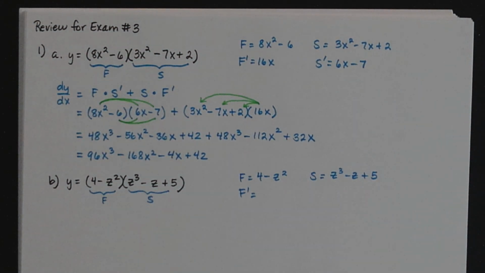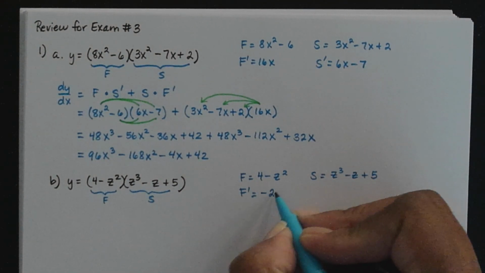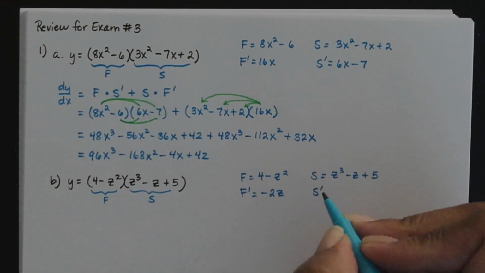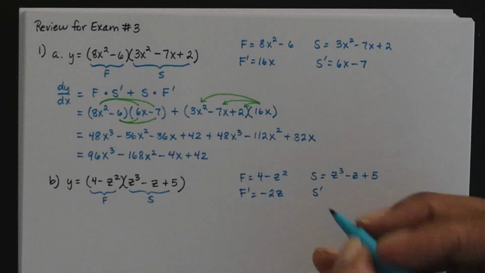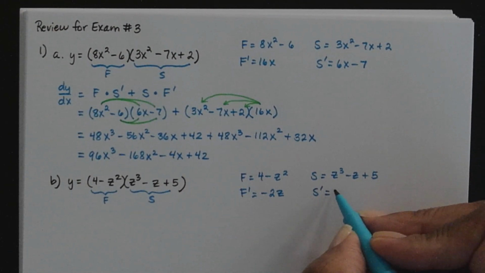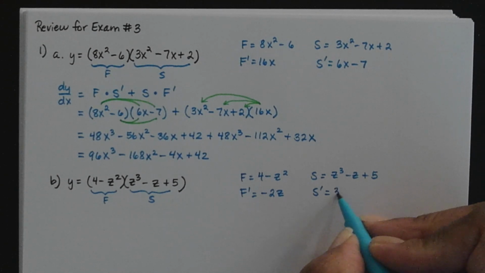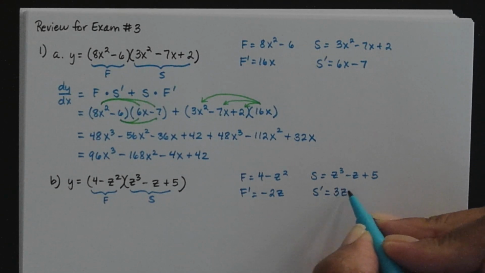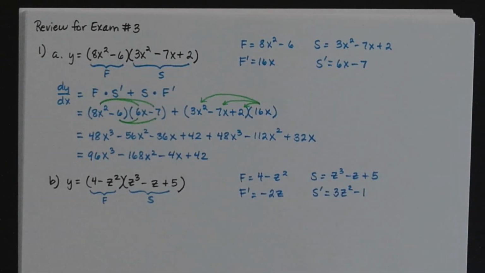So for the first term being 4 minus z squared, what would be its derivative? Negative 2z. And then if the second is that z cubed minus z plus 5, what would that derivative be? 3z squared minus 1. As you bring the power down, copy the variable over to the one less power. Where did negative 1 come from? Derivative of minus z. Okay. Any other questions?